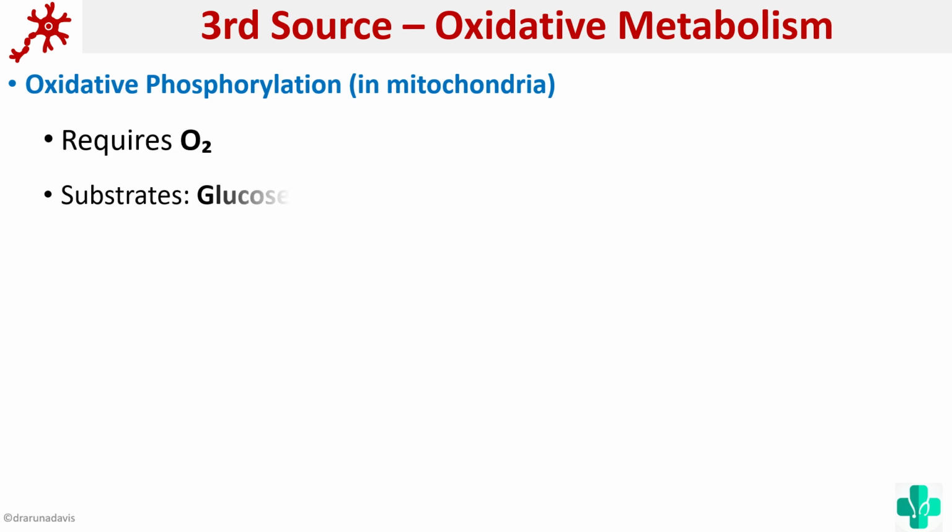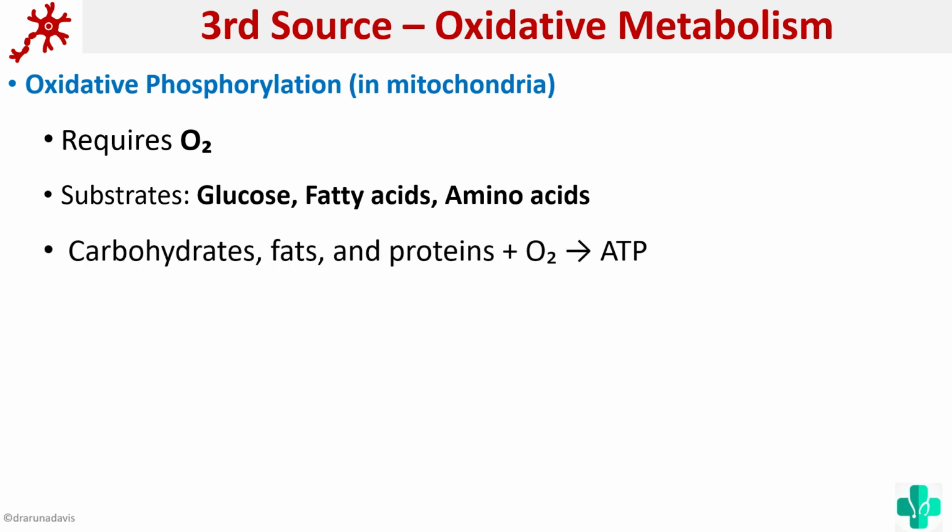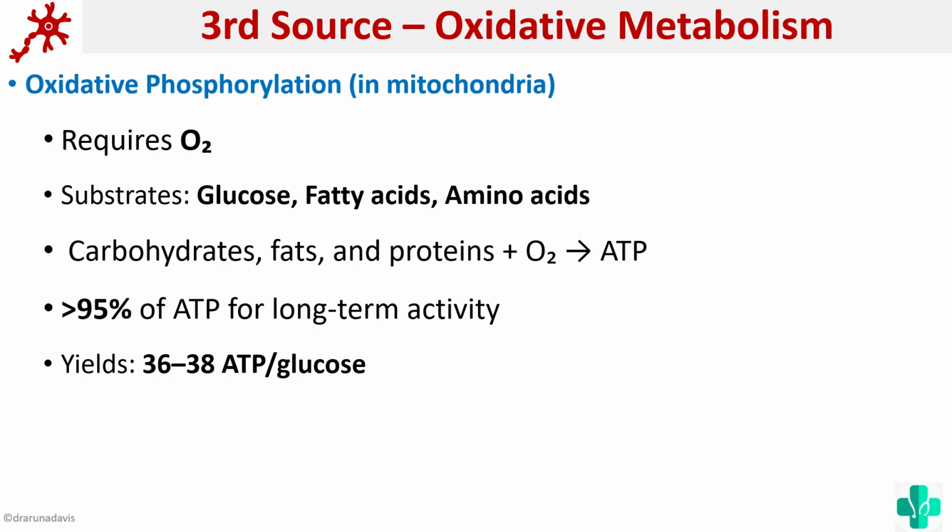It requires oxygen. The substrates are usually glucose, fatty acids, and amino acids. So these are converted by oxygen to ATP. And for long-term activity, more than 95% of the ATP is from this oxidative phosphorylation. It yields 36 to 38 ATP per glucose. See, when compared to glycolysis, where we just yield 2 ATP per glucose, here we have 36 to 38 ATP per glucose.